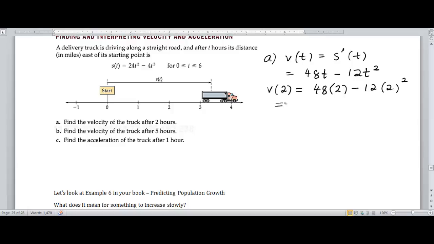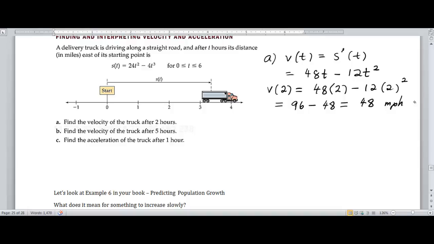That's 48 times 2, which is 96, minus 12 times 2 squared. Remember exponents first. 2 squared is 4, times 12 is 48. 96 minus 48 gives me 48. And my units are miles per hour. So after 2 hours, the velocity of the truck is 48 miles per hour.